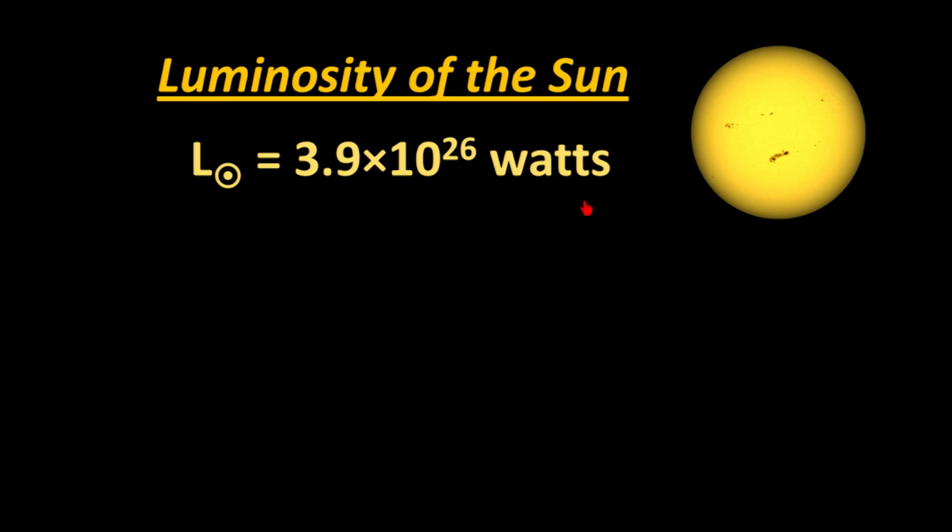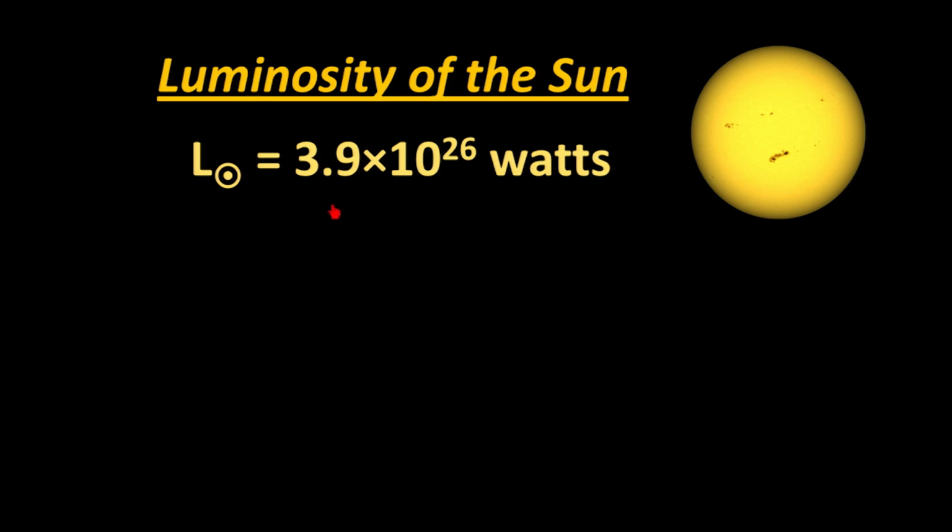And I'm going to use the unit of the watt because that's what most people are familiar with. This is the same unit that you would talk about if you're referring to the energy of a light bulb, a 100-watt light bulb, a 60-watt light bulb. So 3.9 times 10 to the 26 watts.